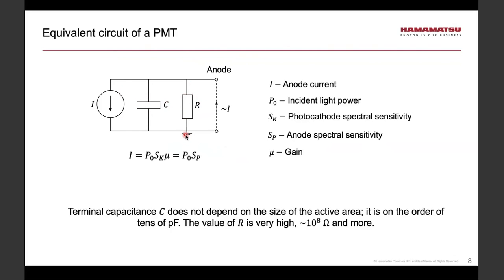In addition, we have a resistor between the anode and effectively the ground. This is not the load resistor. This is a resistor that is intrinsic to the PMT, and that resistance is very, very high: 10^8 ohms and more, actually more likely more than 10^8. And so therefore we have an anode and the ground. If I were to connect the anode and the ground with a short, then the current in this short would be equal to the current generated by light.